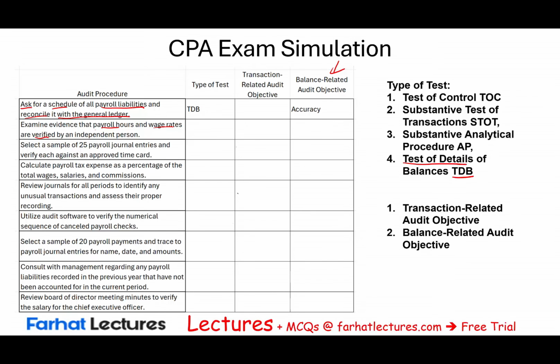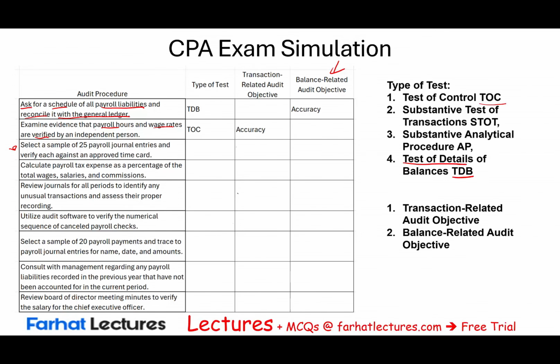So what type of test is this? If you're looking at the evidence to see if they are verifying the wage rate and the payroll hours, either they're doing it or they're not doing it. What do we call this? We call this test of control. Now, why are we doing this? We're looking to see if the transaction is accurate, because if the hourly rate and the wage rate are accurate, the transaction, if we take the rate times the hour, is correct. Well, we're looking at accuracy for the transaction.